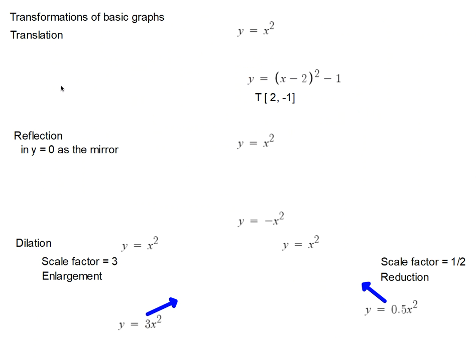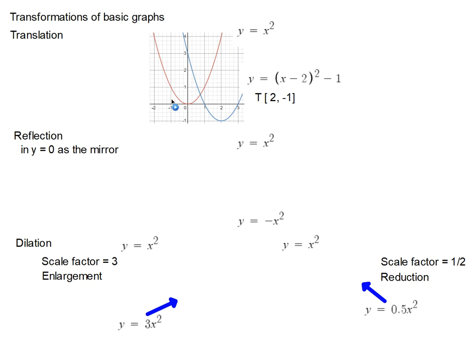So we've already come across this in previous work, transformation of basic graphs, say transforming y equals x squared. If you wanted to get a graph of y equals x take 2 squared take 1, we know we do a horizontal translation of 2 and a vertical translation of -1. So y equals x squared, here it is. Every point on this graph has been moved 2 to the right and 1 down to form a graph of this one.